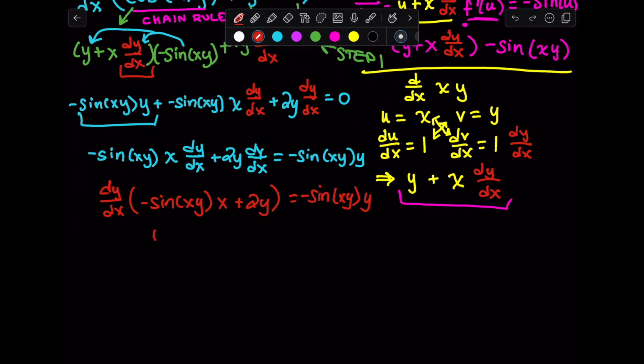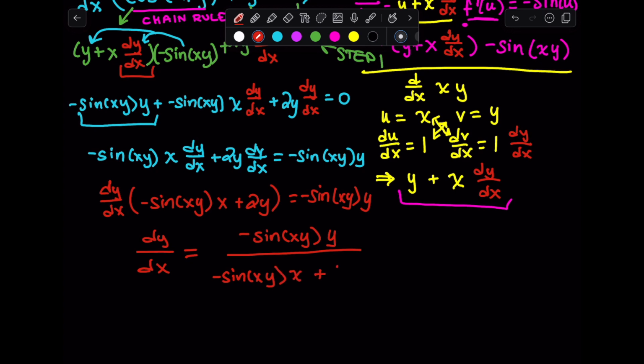And finally, we can come up with our answer of dy dx equals negative sine of xy times y all over negative sine of xy times x plus 2y.